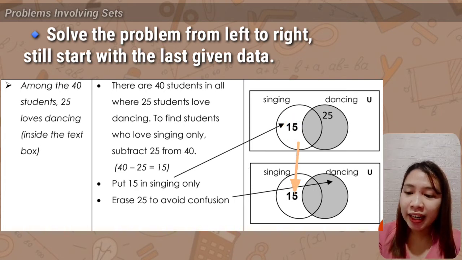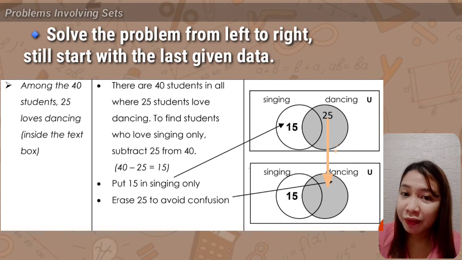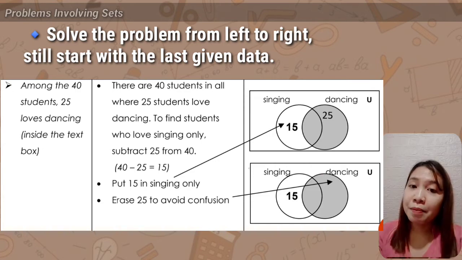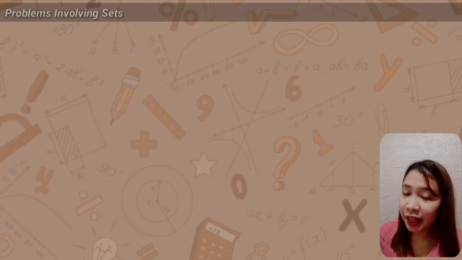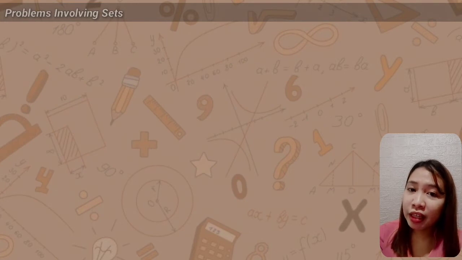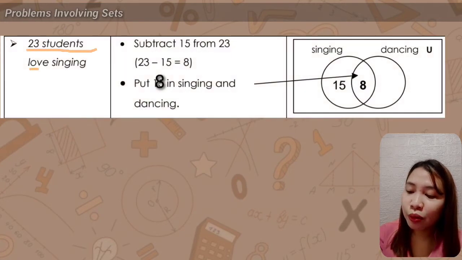And then, ilalagay na natin yung 15 na estudyante na ang love lang ay singing. And erase na natin yung 25 dun sa set na dancing kasi para hindi tayo malito, okay? So, next step is dun naman tayo sa data na 23 students love singing, okay?